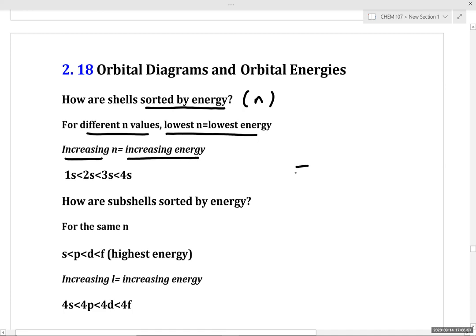So for example, your 1s, which is n equals 1, that orbital is lower in energy than the 2s orbital, which is n equals 2, which is lower in energy than the 3s orbital, which is n equals 3. As we increase our n value, as we increase our shell number, our energy increases.